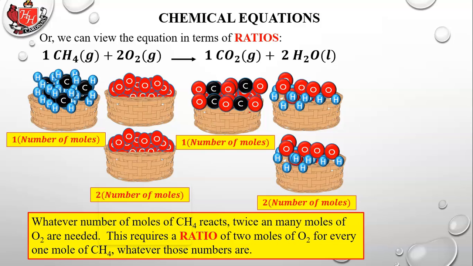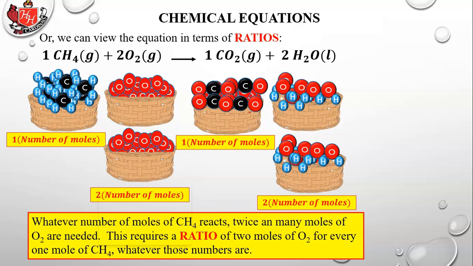But what if we say, for example, we have 2.5 moles of CH4? Then we need twice that many moles of oxygen. 2 times 2.5 is 5. So if we have 2.5 moles of CH4, we need 5 moles of O2.